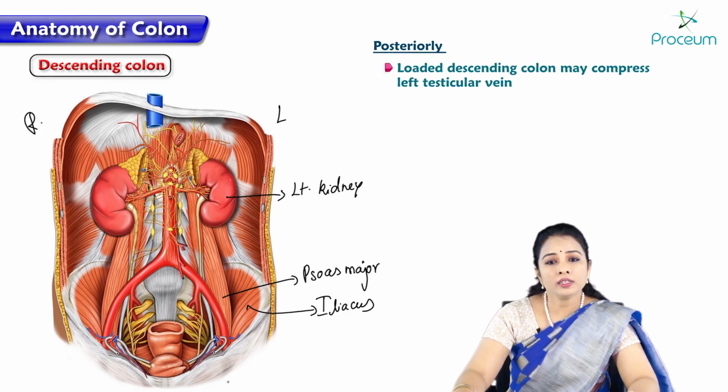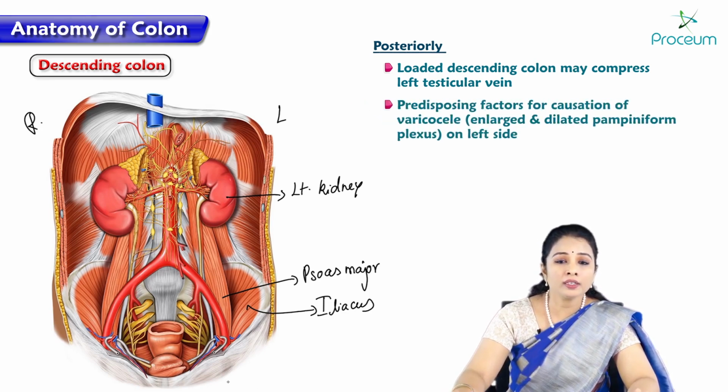The loaded descending colon may compress the left testicular vein, and this is one of the predisposing factors for the causation of varicocele, that is enlarged and dilated pampiniform plexus on left side.